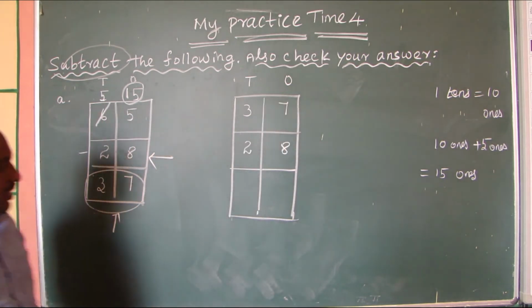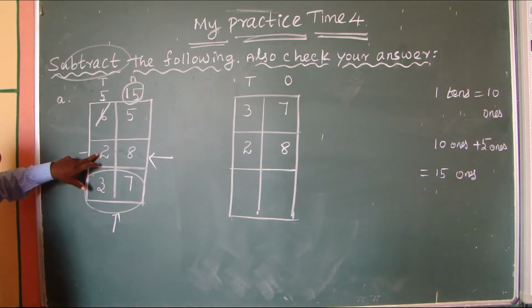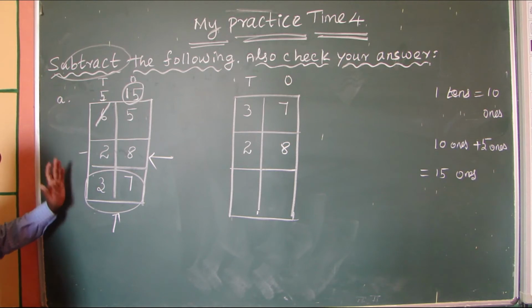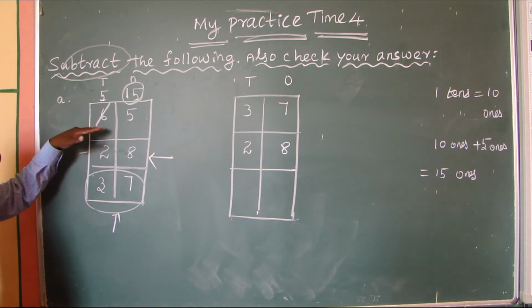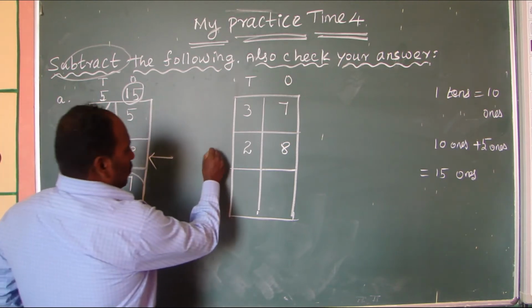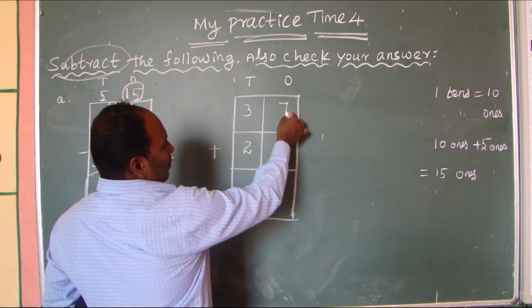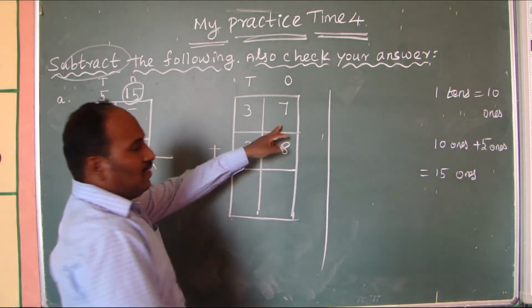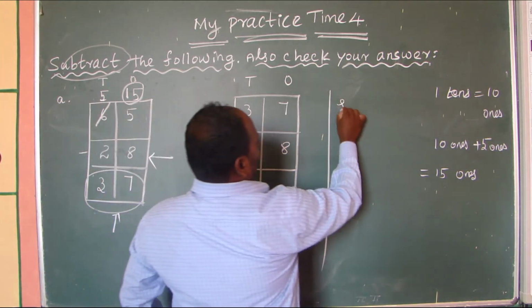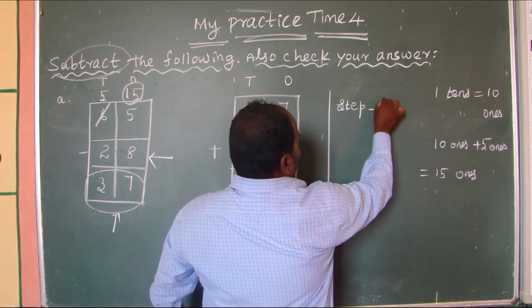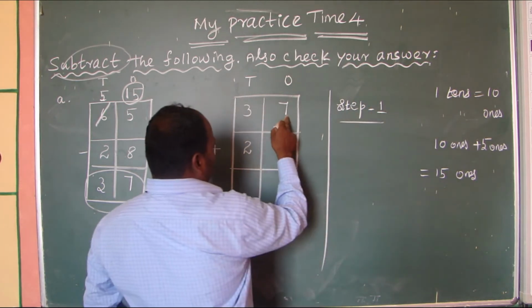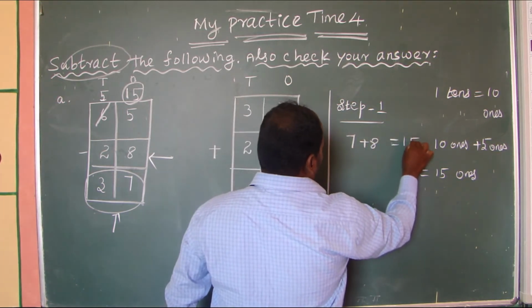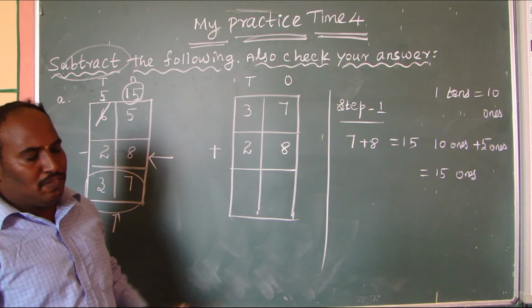Now we check our answer. 37 plus 28 is equal to, we want 65. So plus, 7 plus 8. Now we add 7 and 8. Step 1. 7 plus 8 is equal to 15.